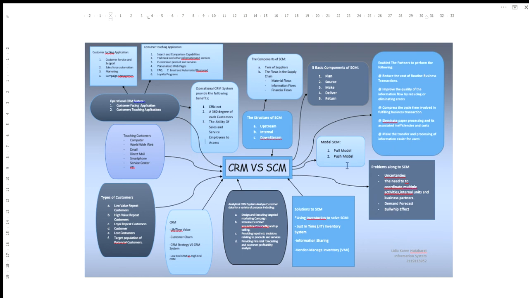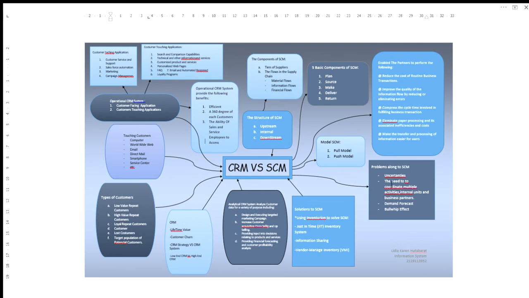There are two models for the supplier: one, the pull model, and two, the push model. The pull model is make to stock: the goods we produce and then we sell. The push model is make to order: we first offer to customers, and if there are customers who want to buy, we make new products.